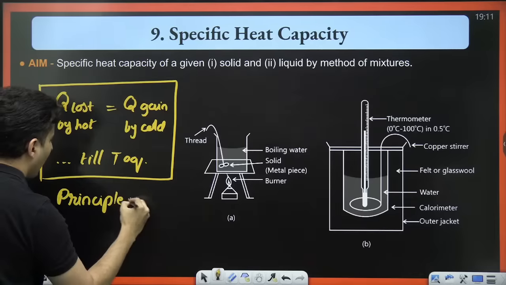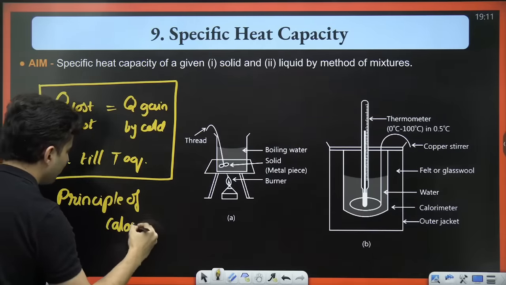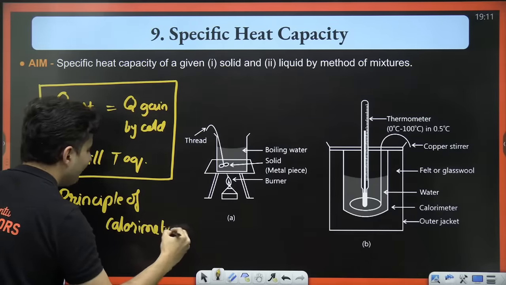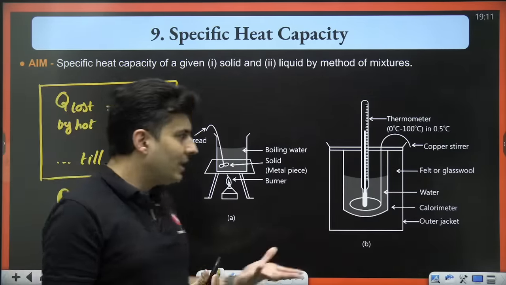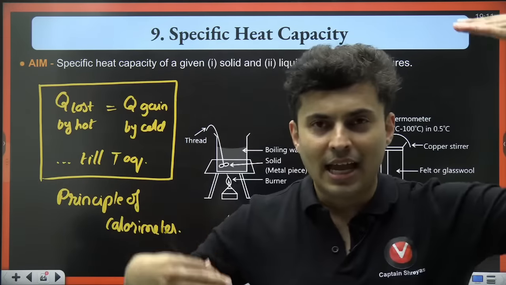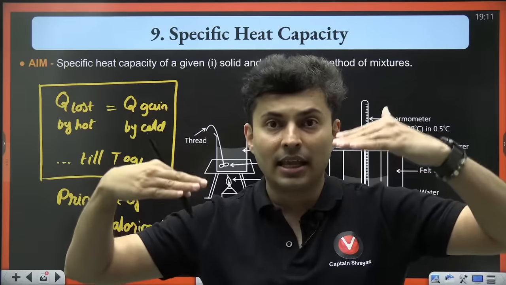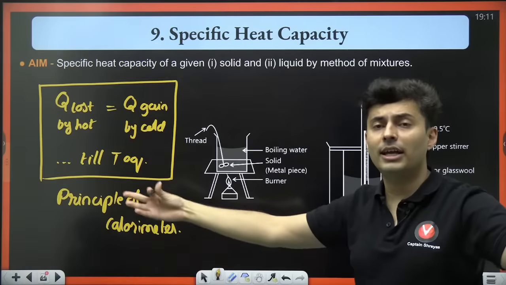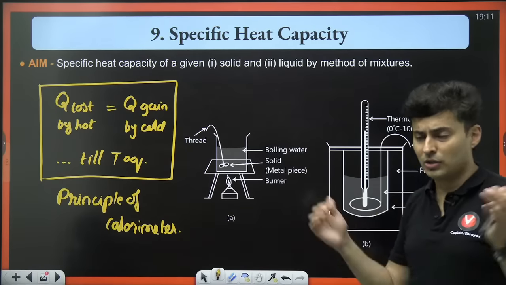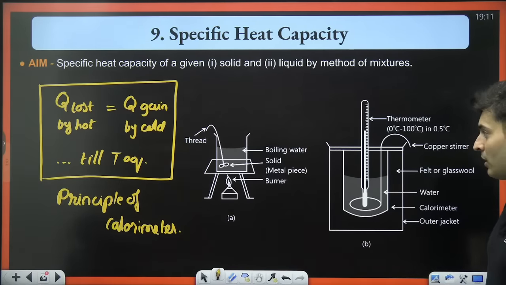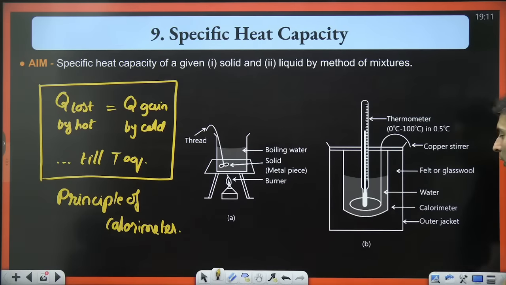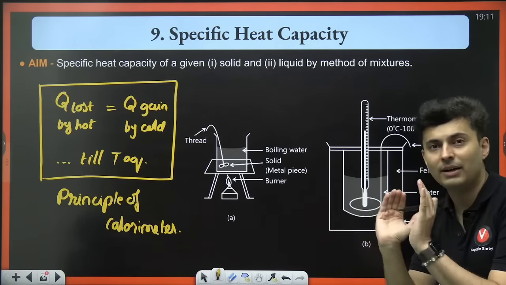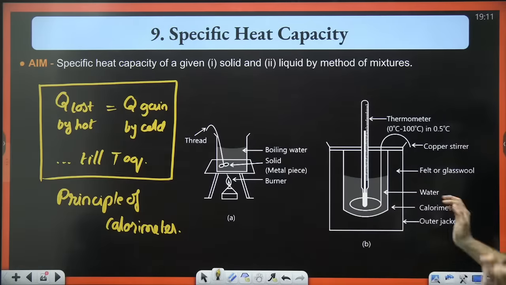Principle of calorimeter. There will be one thing which will be losing energy, one thing which will be gaining energy, and their loss and their gain will be equal. Because the heat can't go anywhere outside to the surroundings, nor can it come inside. So you can see over here, this is a calorimeter, which is basically an insulating device. It prevents any heat flow inside and outside.